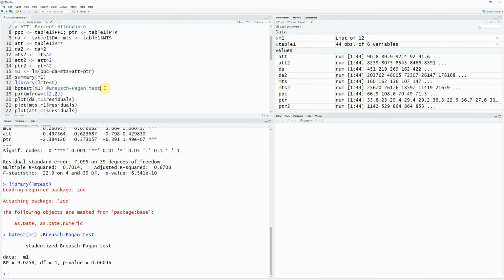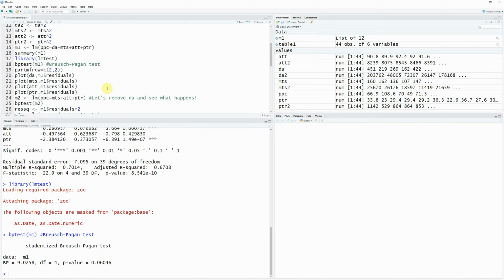Now, maybe a frequentist who uses a 5% significance level is done right here. They say, okay, I don't have any case of heteroskedasticity, and this is homoskedastic. Everything is okay, and then we move forward. But no, we're not going to do that.